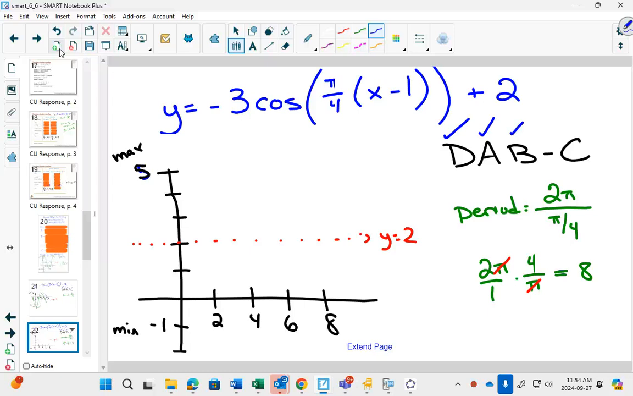Next we draw the graph with the dash. It's a cos graph. Cos graphs normally start at a maximum, but it's a negative cos graph, so this one starts at the minimum. Then we just go minimum, center line, maximum, center line, minimum. And that's your dash.